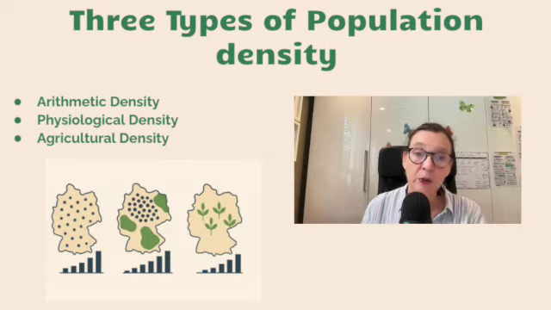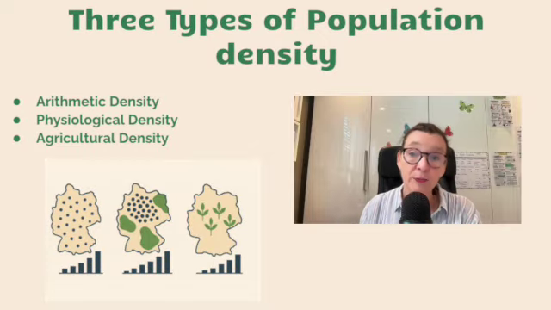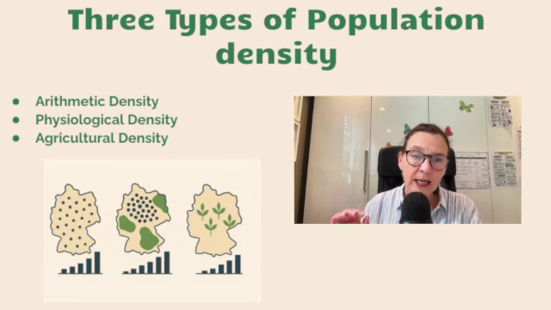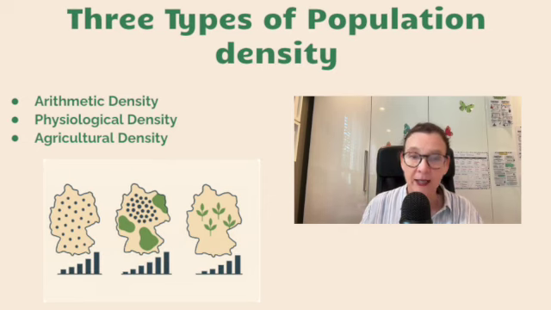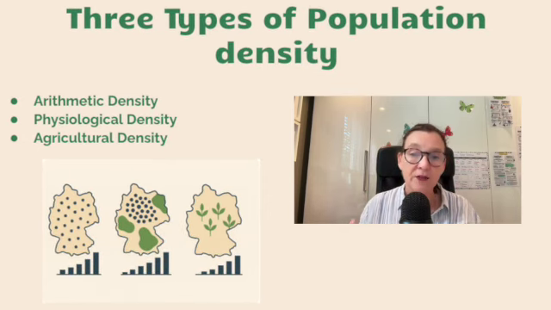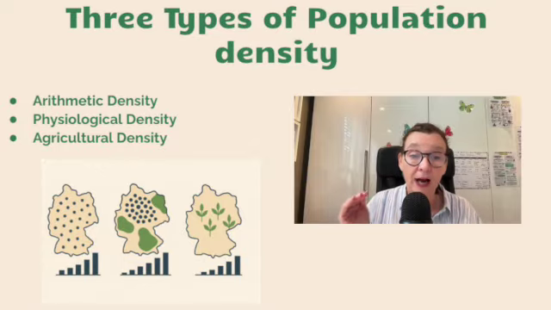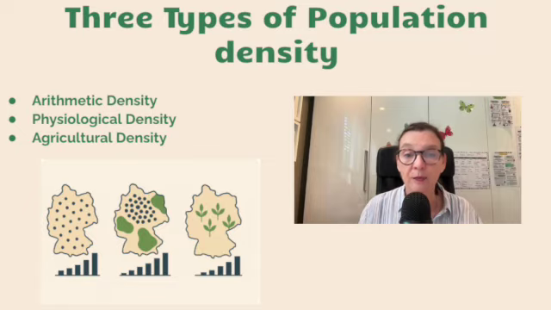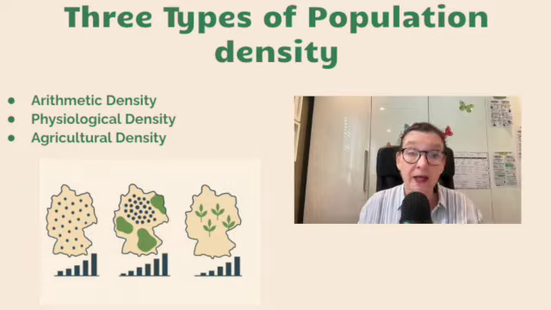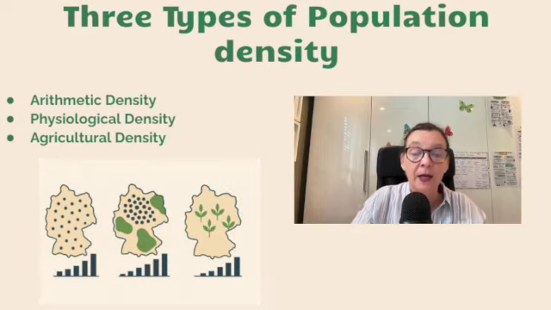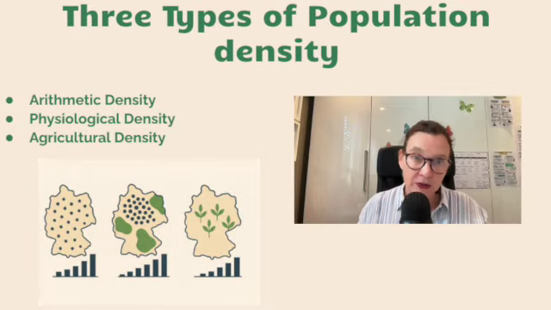This measure shows how pressure is being placed on the land to produce enough food. If a country has very little arable land but a large population, its physiological density will be very high. This is common in places like Egypt, where most people live near the Nile because that's where the fertile land is.